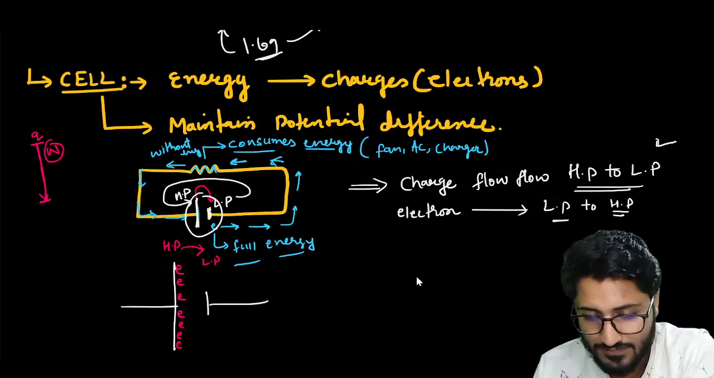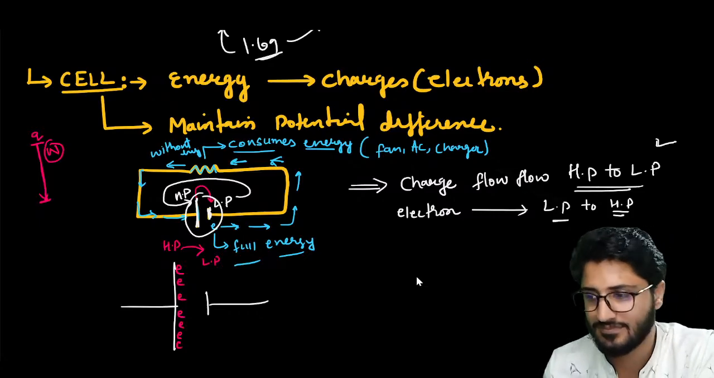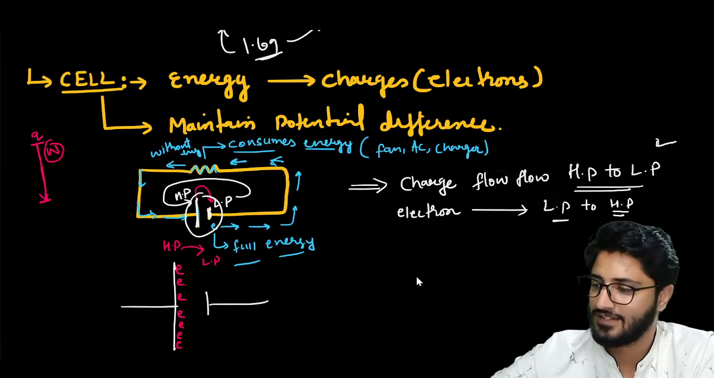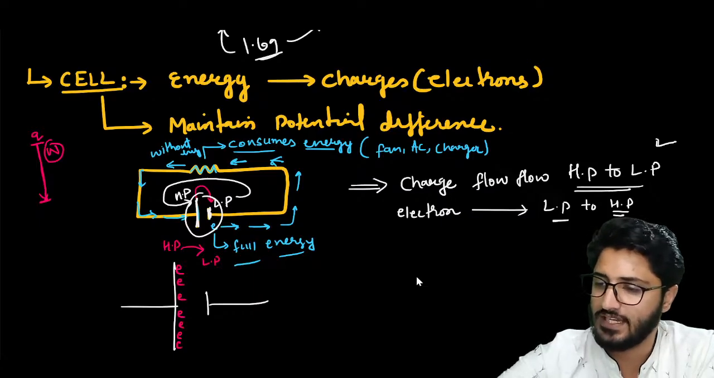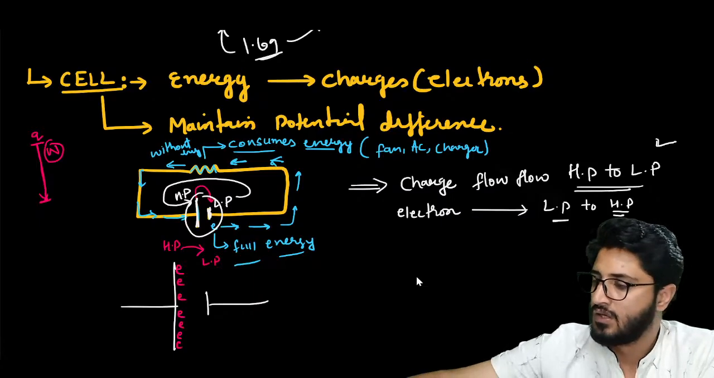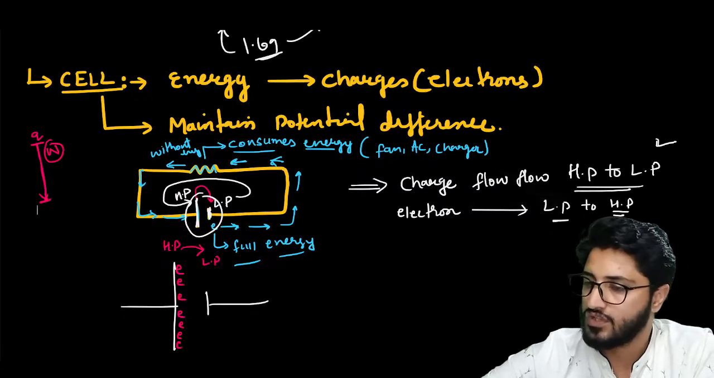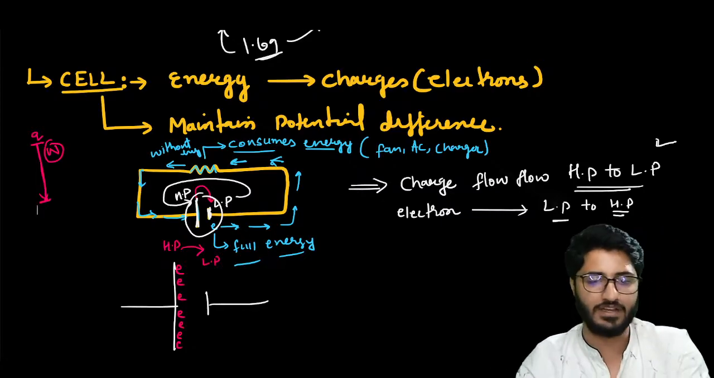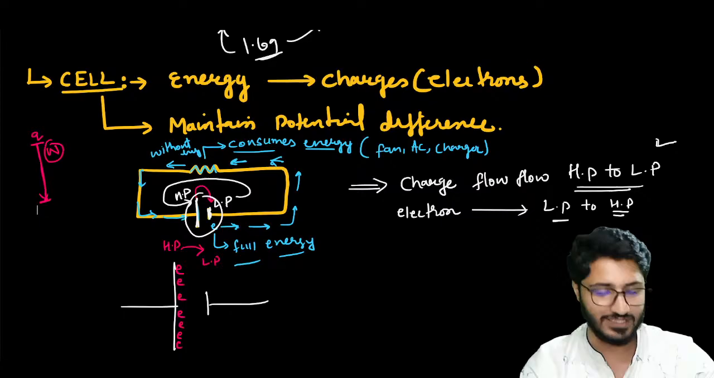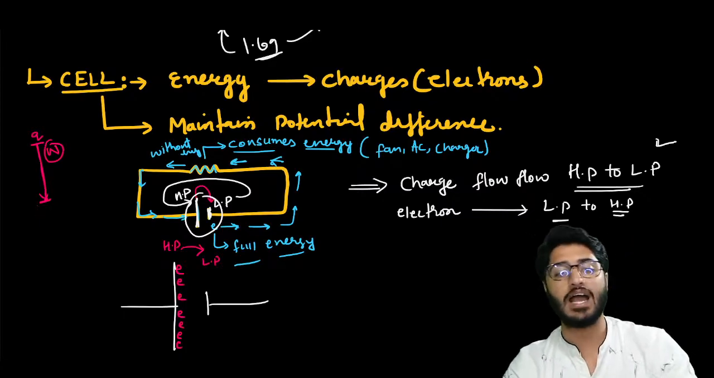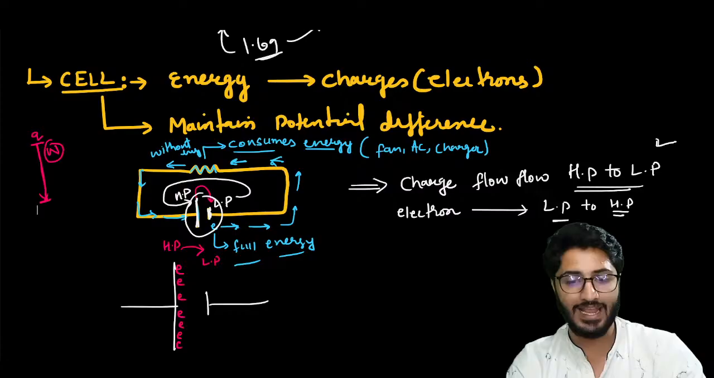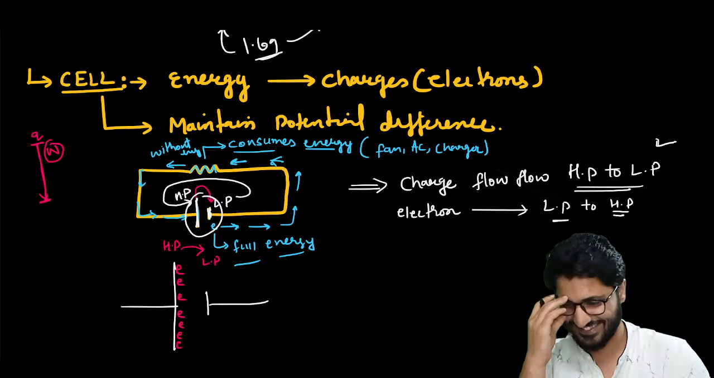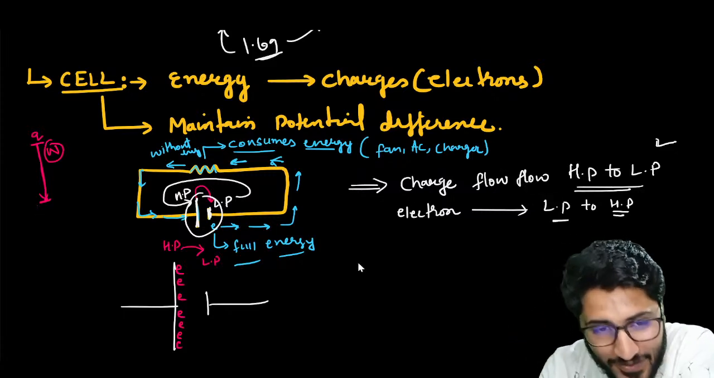Done? Done now? Yes, sir. One second. So here, could you just tell me? So here, what do we have now? So here you can clearly see now. So my electron needs to go from high potential to low potential. My electron needs to go from high to low potential. Clear?